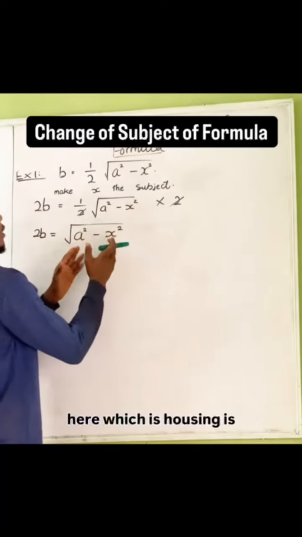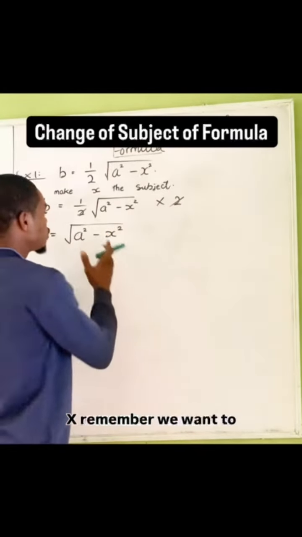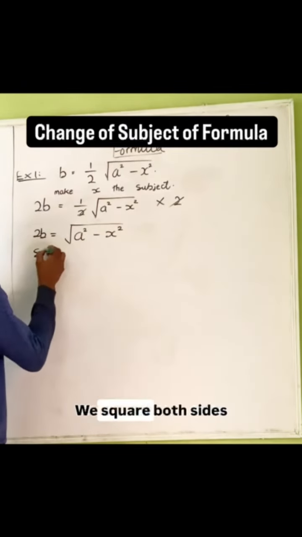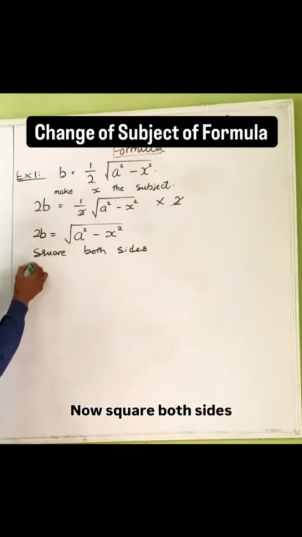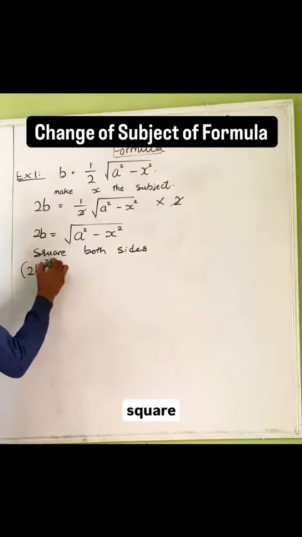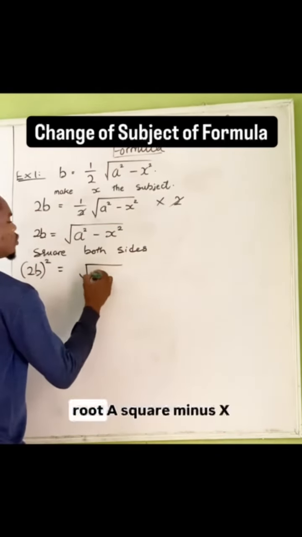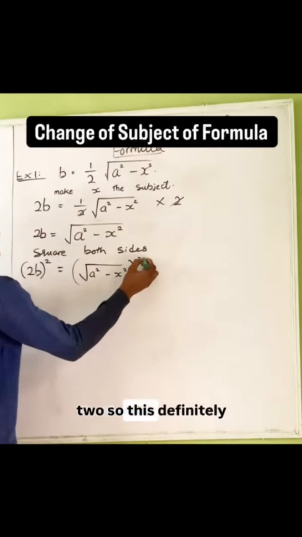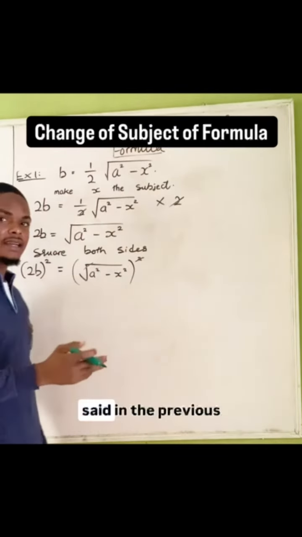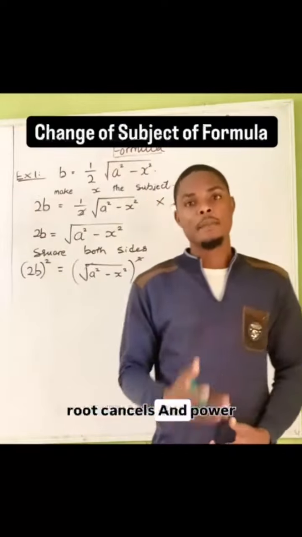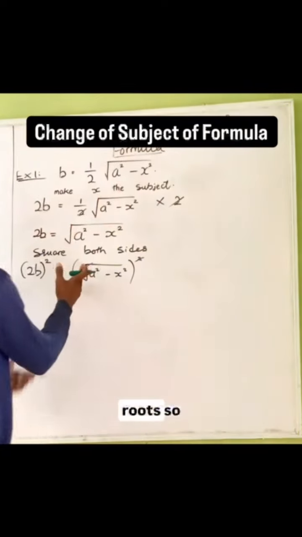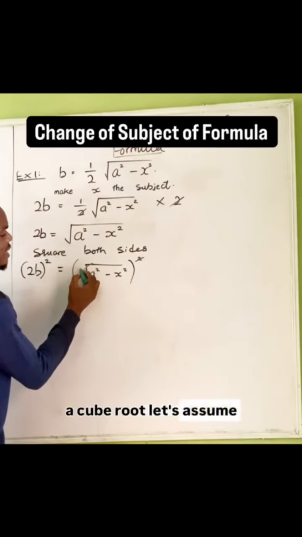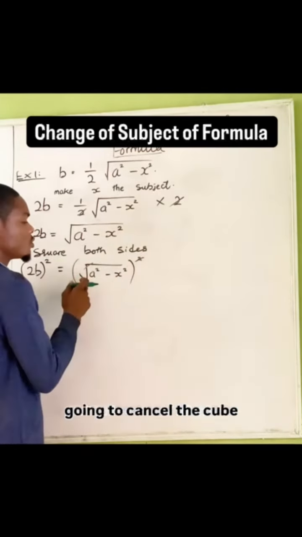We have the square root here, which is housing this x. Remember, I want to isolate x. So the next thing we have to do is to remove the square root. How do we remove the square root? We square both sides. Here we have 2b squared equals root a squared minus x squared, raised to the power of 2. So this definitely cancels the square root. Like I said in the previous class, root cancels power and power also cancels root. So here we have a square root, so raising to power 2 is going to cancel it. If this was a cube root, raising to power 3 is going to cancel the cube root.